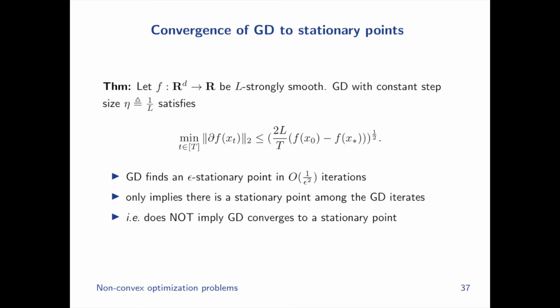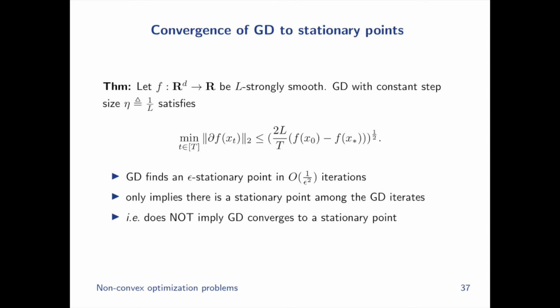The best that you can get is that in this entire sequence of iterates that you've generated, there is going to be one point that is an epsilon stationary point. And the guarantee on the norm of the gradient of this one point is actually a very weak guarantee. This is a sublinear rate.